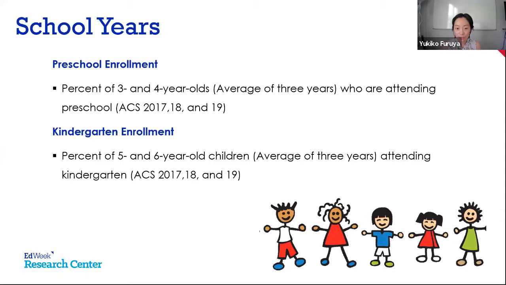The next, school years indicators, focus on formal education from preschool through the college years. Preschool enrollment and kindergarten enrollment include both private and public. Preschool enrollment is the percent of 3 and 4 year olds, and kindergarten enrollment is the percent of 5 and 6 year old children attending those programs. To calculate cohort size for these two indicators, we use ACS 2017, 18, and 19.